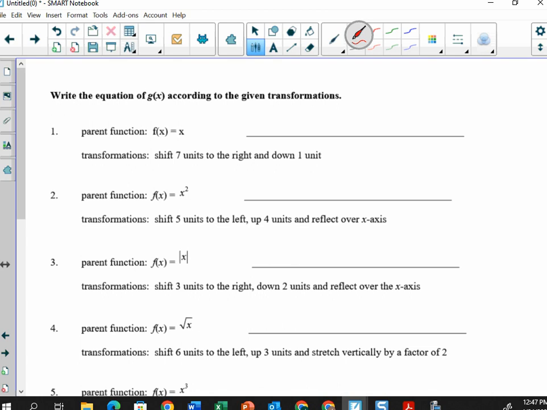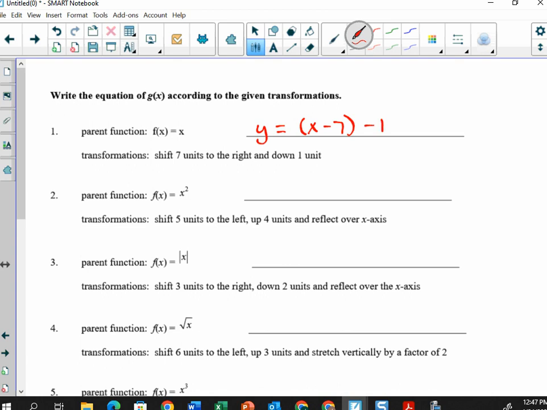All right, number 1. So you don't have to graph now, you're just writing the equation. So f of x equals x. We're starting with the most basic linear function. We're going to shift 7 to the right and down 1. You can write y equals or f of x equals, I don't care. Make sure it's an equation though. If I want to do 7 units to the right, what goes in the parentheses with my x? And then down 1 unit?